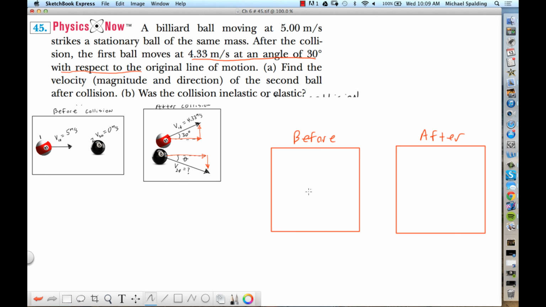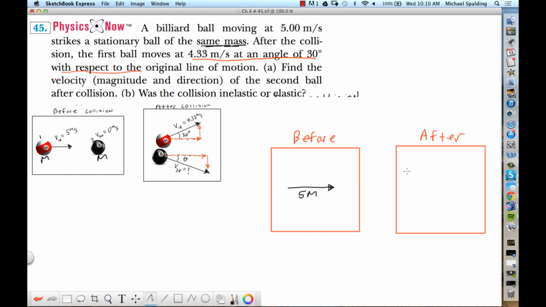All right, before the collision, what's the only momentum we have, X or Y? X. Before the collision, all we have is an X momentum. And by the way, what is that X momentum? We don't know the mass of the balls, but what do we know? The balls have the same mass. So let's just call it M. The balls will be mass M. So what's the X momentum before the collision? 5m, right? Mass times velocity. The X momentum before the collision is 5m.